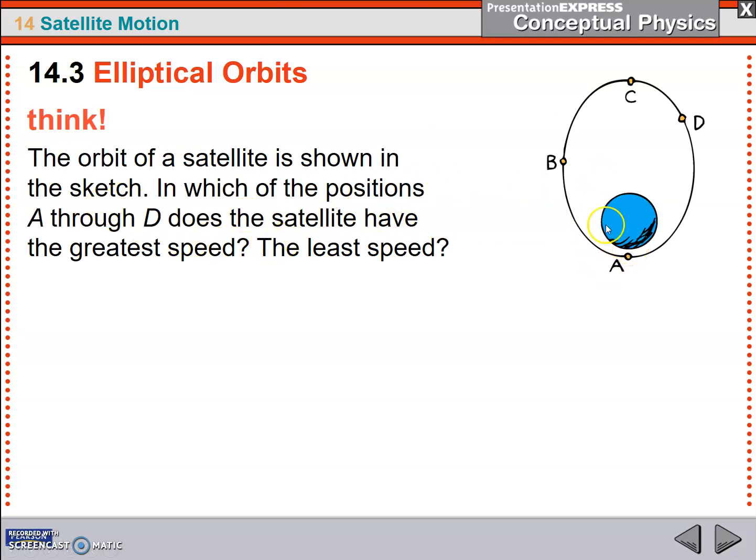So there's position A, B, C, D as it's going in this orbit. Where does this satellite have the greatest speed? Where does it have the least speed? It's going to have the greatest speed when it's closest to Earth because it's going real fast here, and then it slows and it's at its slowest point here at C. And that's when it starts to fall back towards the Earth. So it gets more speed here and then it's fastest here, slow, slow, slow, slowest there.